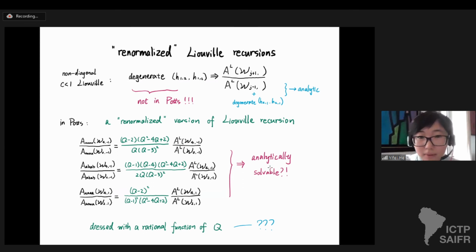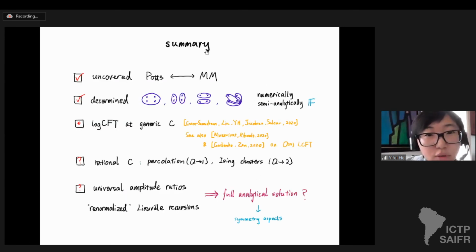It seems important to first understand what replaces these degeneracies in the Liouville theory in the POTS model and leads to such renormalization factors, which will be very interesting to study. So to summarize, we have uncovered some interesting relations between the POTS model and the minimal models, and also determined these 4-point functions numerically through the bootstrap or semi-analytically by constructing these interchiral blocks.